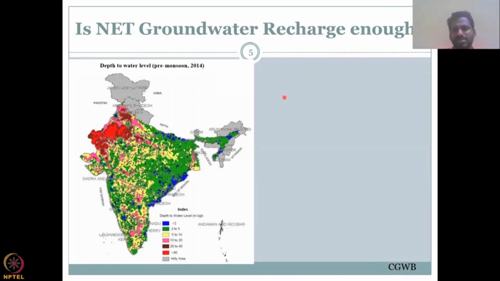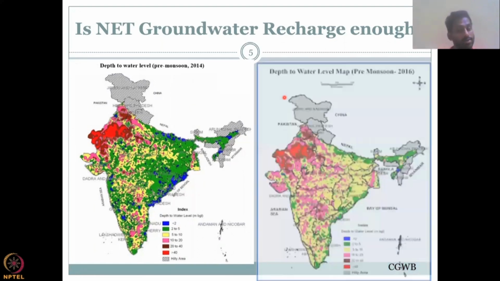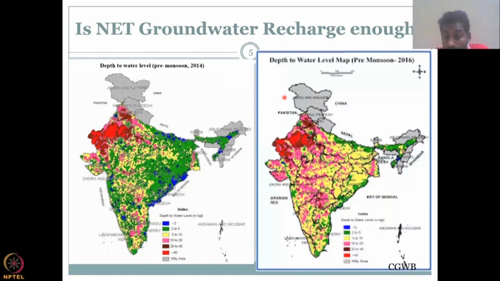Is it enough? Is it stable? Is the question. And as you know, as we spoke, the groundwater use has always been increasing in India. So definitely the groundwater recharge is not enough. It is going down.